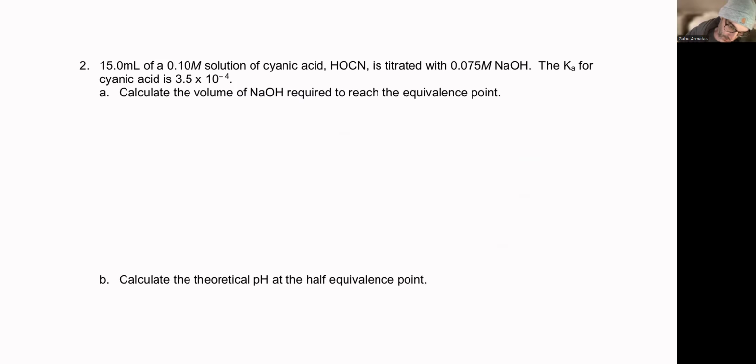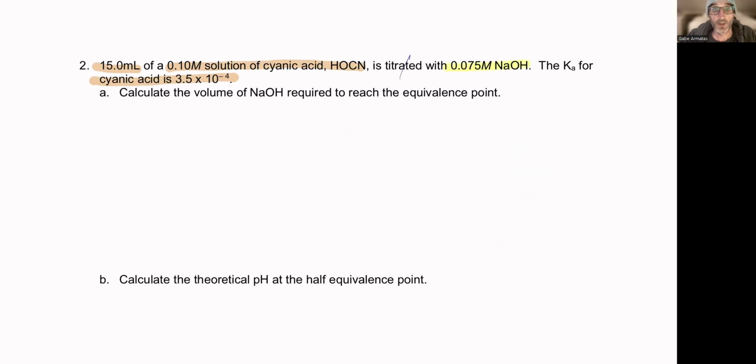15 mL of a 0.1 molar cyanic acid is titrated with, okay, so we've done a titration, so something has happened here, is titrated with 0.075 NaOH, and the Ka for cyanic acid is 3.5 times 10 to the minus 4. So calculate the volume of NaOH to reach the equivalence point.